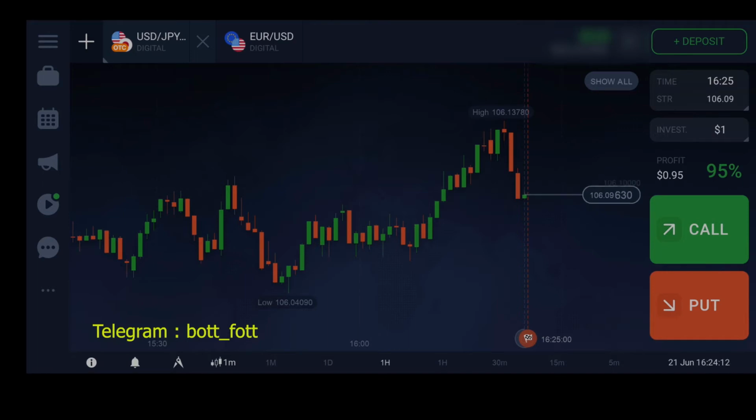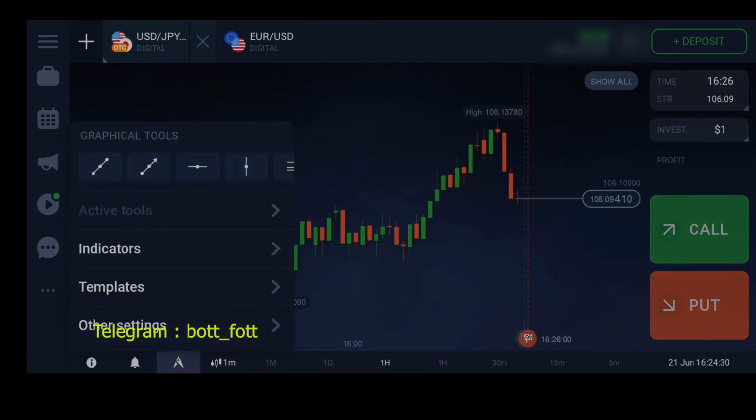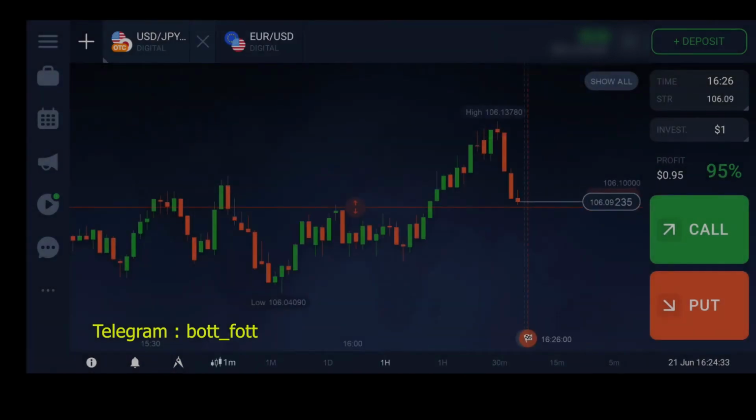Okay, I'm staying on the USD JPY pair only because there is an even stronger support which might be tested. So let's wait for this candle to finish, because if you notice the last 2 or 3 candles, it is a bearish trend and it is an even stronger red candle. So I'm going to set up a support line here. Okay, I'm setting up the support line here.